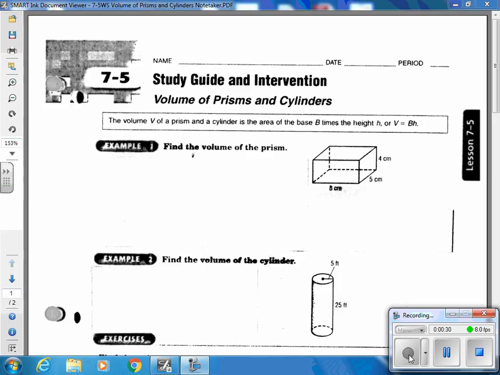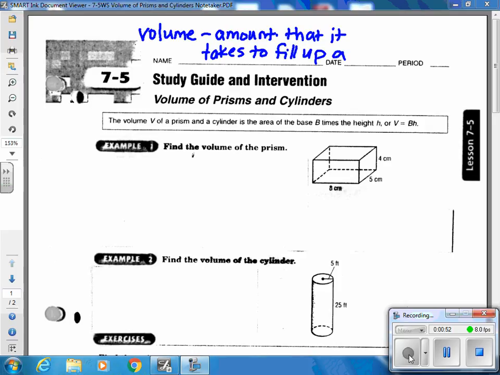All right, but before we do any of the formula-based stuff or look at any of these shapes, the first thing I want you to understand is what volume is about. Volume is the amount that it takes to fill up a three-dimensional figure. So you are filling up the inside of a container, basically, is what's happening with volume. Area was covering the surface of it, and perimeter was going around the outer edges. Now volume is going to fill up the inside of a three-dimensional shape.